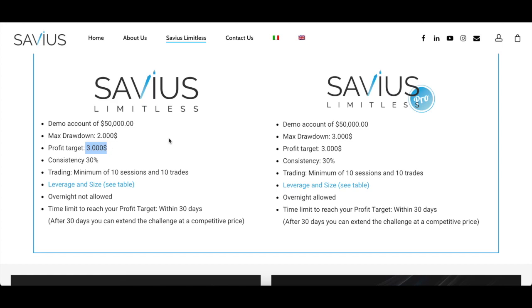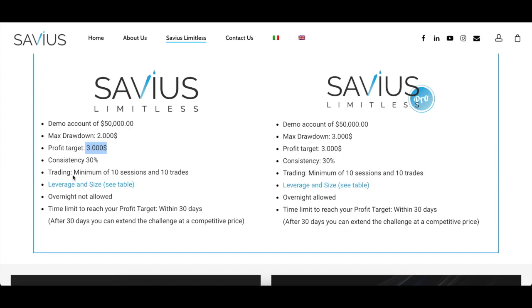Maybe I'm nitpicky. So far the difference between the regular and the pro is that the max drawdown is slightly bigger on the pro. Otherwise, the target is the same. The capital is the same. I mean, the demo count. So consistency, which is 30%, I'm assuming they mean that no one day can be greater than 30% of your total goal. Minimum 10 sessions and 10 trades. Okay, so far so good. Leverage and size, we'll take a look at that in a second.